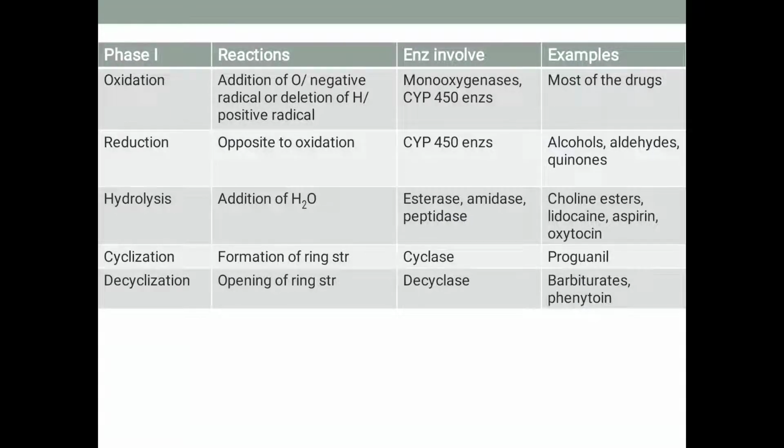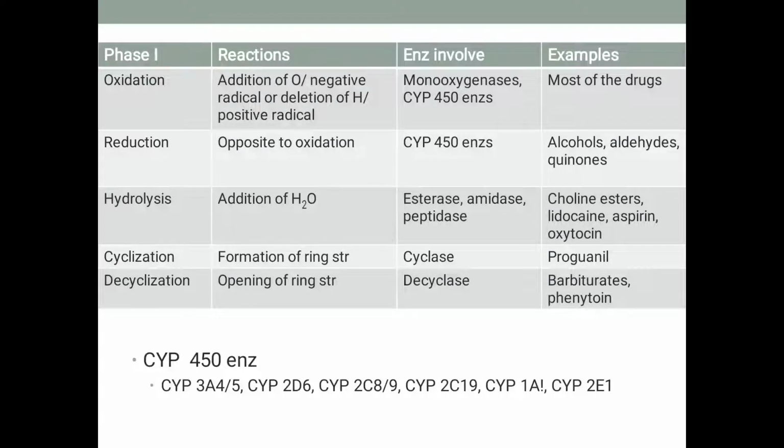Cyclization, in which formation of ring structure occurs. The enzyme involved is cyclase, and an example of drug is proguanil. Decyclization, in which opening of ring structure occurs. The enzyme for this process is decyclase, and drugs which are metabolized by this reaction are barbiturate and phenytoin. So mainly these 5 reactions occur in phase 1: oxidation, reduction, hydrolysis, cyclization, decyclization, with different enzyme involvement and with different drug examples. Now phase 2.